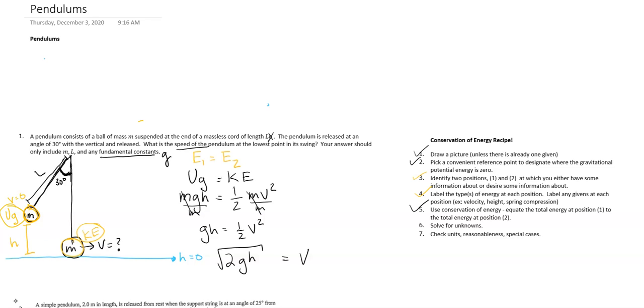Let's look at what we're allowed in our final answer. Only m, L, and any fundamental constants. So we didn't need m at all. g is allowed in there. h we don't have, so let's see how we can put h in there somehow. Oh, h is not allowed. So what can we substitute in for h?